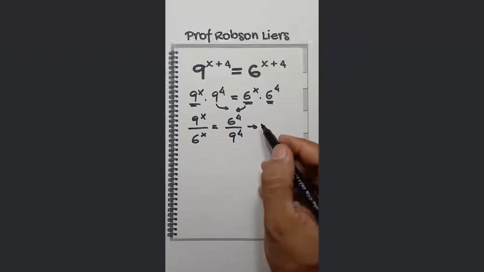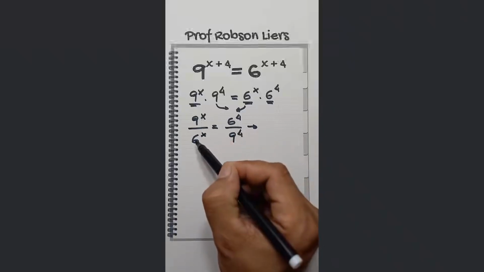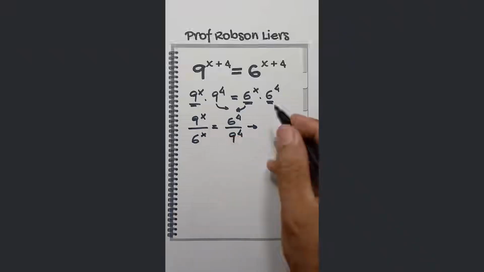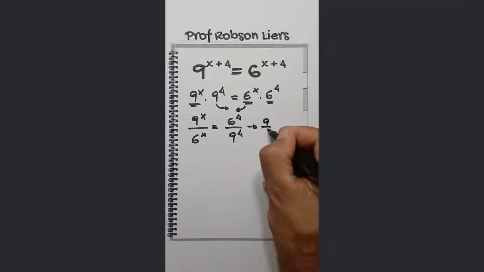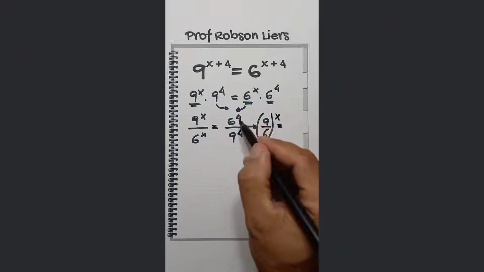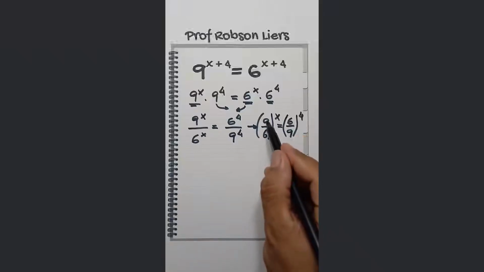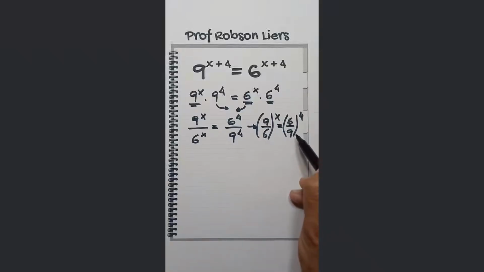Alright? Now pay attention. Since we have the same exponent in the numerator and the denominator of the fraction, we can write this fraction with a single exponent like this. 9 over 6 to the power of x equals, in the same way here, we have the same exponent on top and bottom. So it's 6 over 9 to the 4th power. Notice in this fraction, 9 is on top and 6 is on the bottom, but in the other, 6 is on top and 9 is on the bottom.